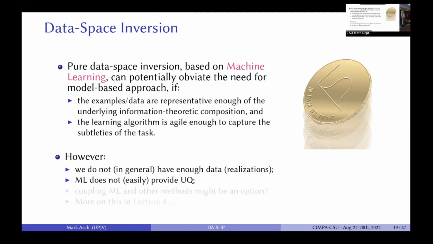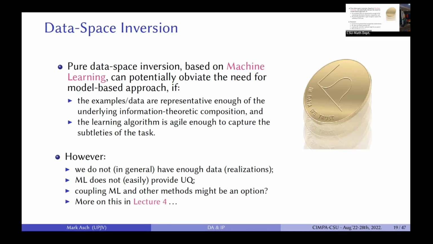Machine learning, the problem with machine learning is that it doesn't take into account the uncertainties. There's no uncertainty quantification, so we get a single answer. Machine learning gives you a single answer, which is not necessarily a good one. And we need to have some idea of the uncertainty. Coupling machine learning and classical methods might be an option, and that I'll speak about in lecture 4, and there's a lot written about it in my new book.